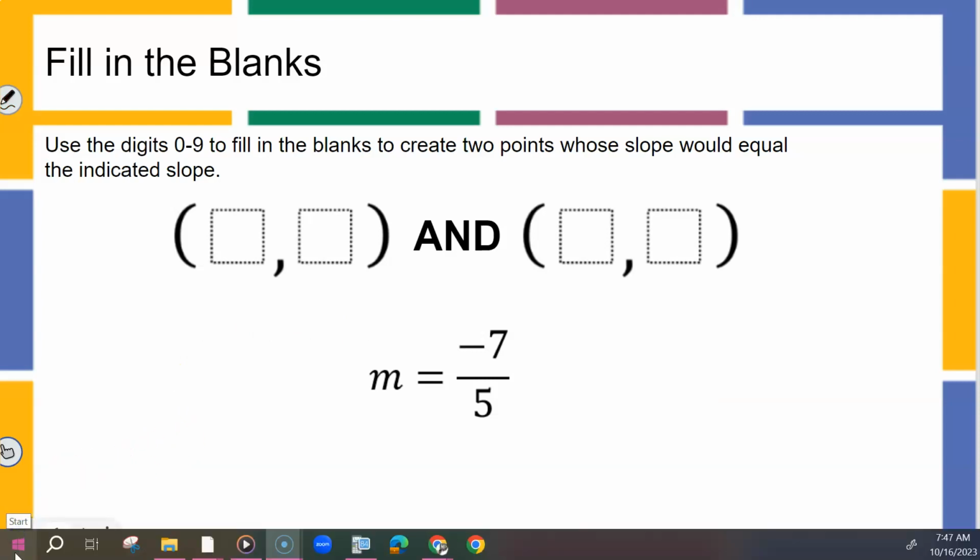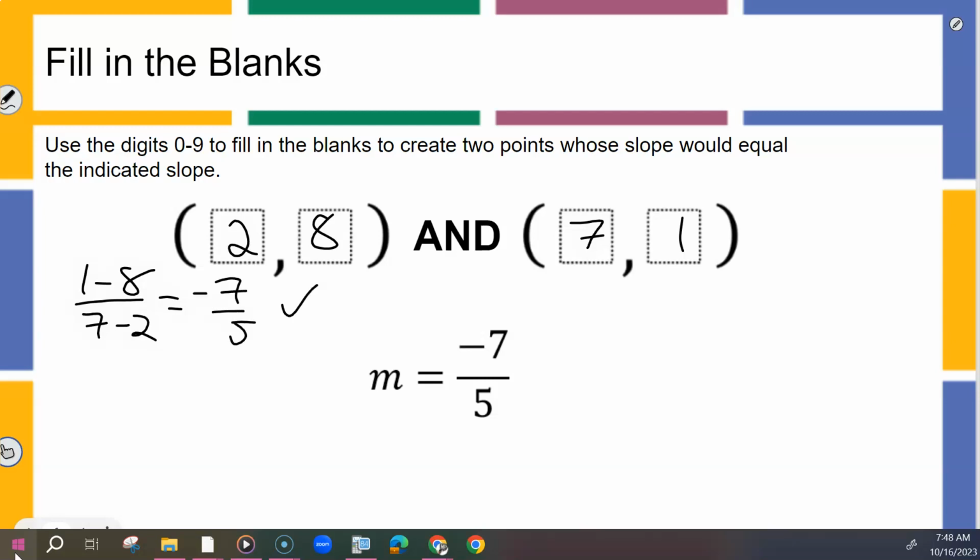A couple, and then there were some others. So we had this. If we were to subtract those, we have 1 minus 8 over 7 minus 2. Would that give us the same slope? So that works. I got asked about negative numbers. Technically, they shouldn't have been negative numbers, but if you use negative numbers, that was okay.